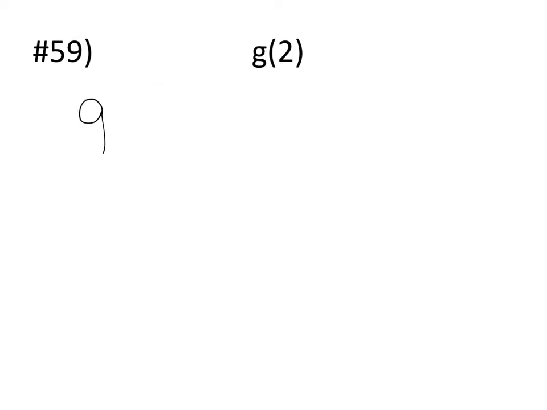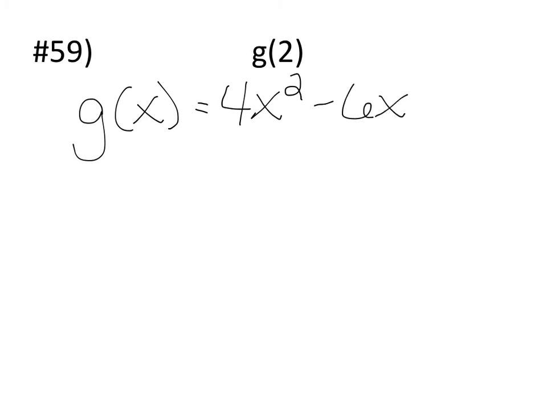Alright, now they want g of 2. So we're going to use the g formula, or g equation. So g of x is 4x squared minus 6x plus 3. So they want g of 2. So everywhere there's an x, I'm going to put a 2.